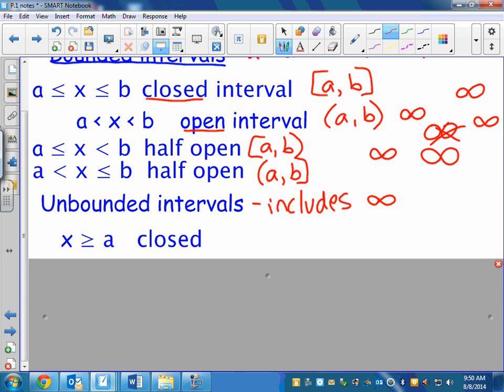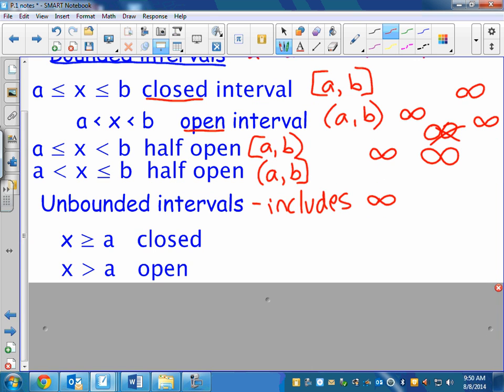We'll use infinity a lot. So unbounded could be unbounded and closed, and unbounded and open. And again, open and closed just means whether it's included or not included. So if this is everything greater than or equal to A, that means we're going to start at A, but it's going to go on forever. Look, that's a bad infinity sign, but that's okay. And it's going to go on to infinity.